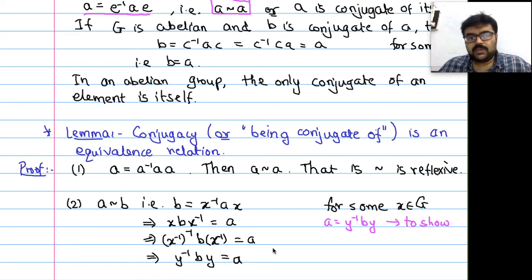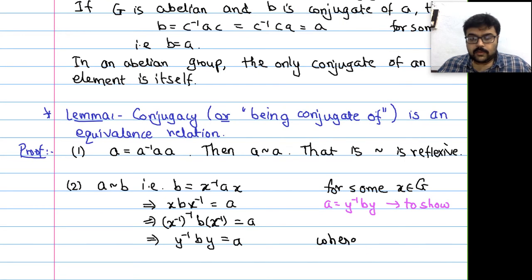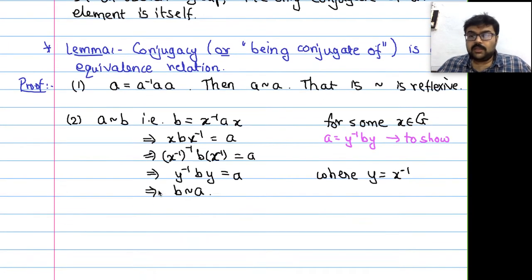We do not write this much. If it is understood, then it is fine. So where y equals x inverse. So remember that it should not be x a x inverse, it should be x inverse a x. So here x was there, but we wanted to write it as an inverse of some element. So that is x inverse inverse b x inverse. So x inverse is the element y which will work for us, and this implies b is related to a.